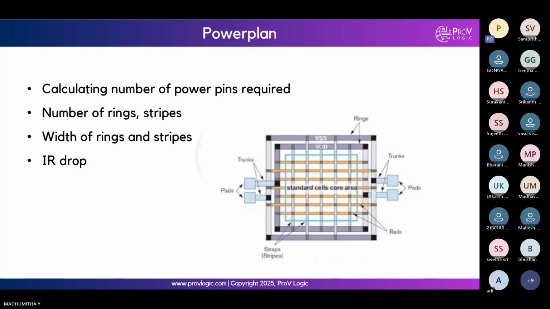Obviously we will see IR drop, right? Again, there are two types of IR drop, static IR drop and dynamic IR drop. If we see static IR drop, how do we fix it? If we see dynamic IR drop, how do we fix it? All of that in detail we will be seeing in power plan.